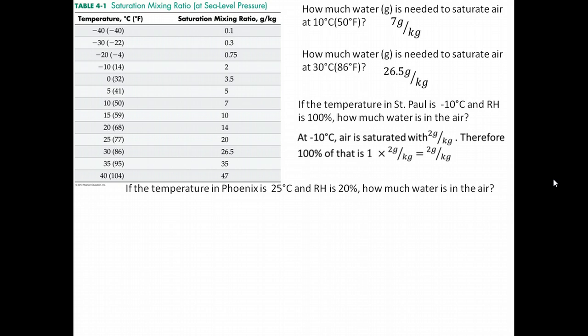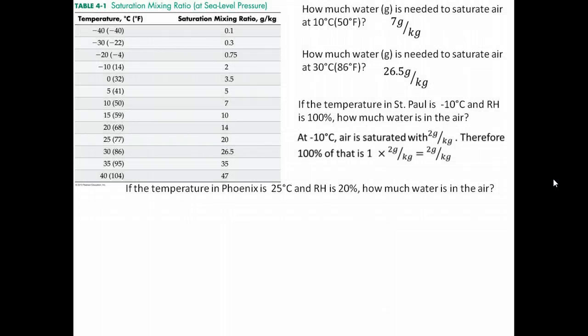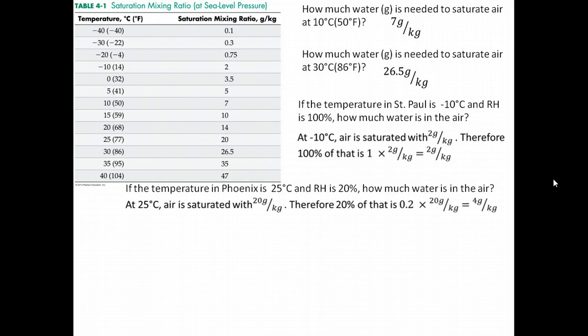So it's 25 degrees Celsius, so again we look at the table, and on the left-hand side we find 25 degrees Celsius, which is about 77 degrees Fahrenheit, and we see that at that temperature the air could hold up to 20 grams per kilogram of water, but it's not saturated, so it's not holding that much water. It's only holding 20% of that.